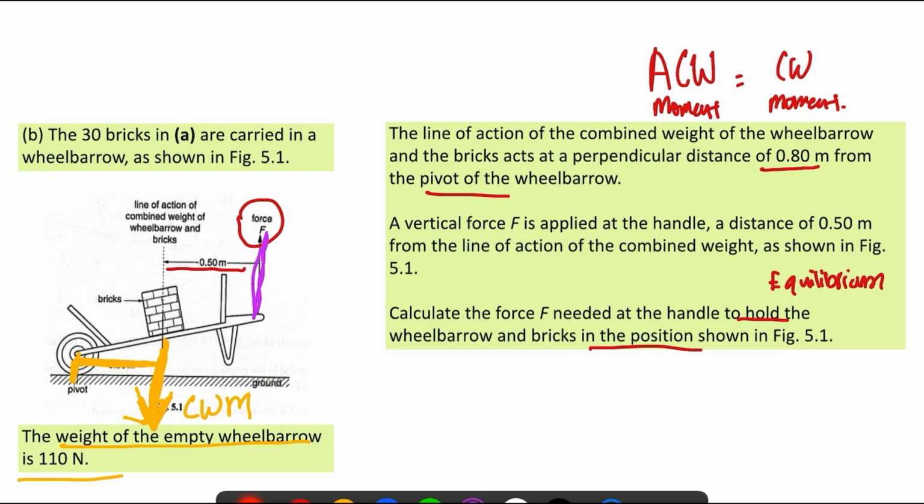Then the other part, there's a force acting on it. For moments, the force and the distance must be perpendicular. Perpendicular, then go towards the pivot. So it's right here. So it's not just 0.5. You need to take 0.5 plus the distance here, which is 0.8, together with 0.5.